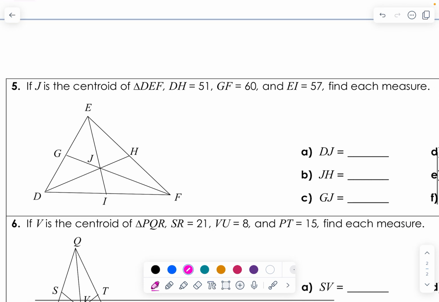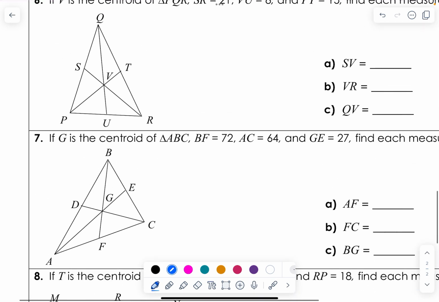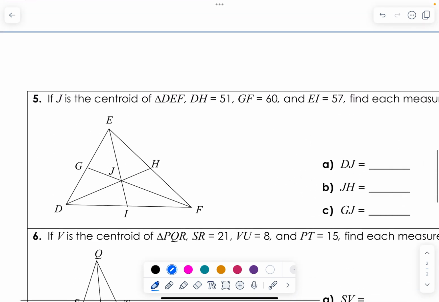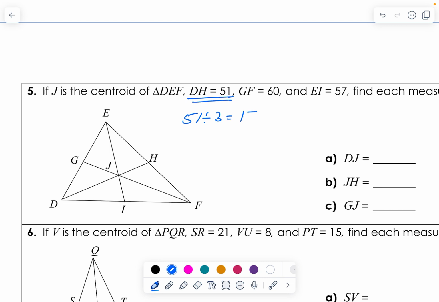All right, last example. And then you're going to do the rest for homework. 6, 7, 8, 9 is your assignment. So number 5, DH. So that's the whole thing. That's a candy bar again. So 51 divided by 3 is 17. So that means 1 part, 17, 2 parts, 34.